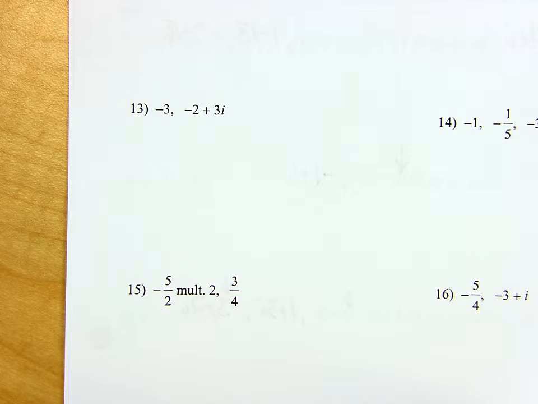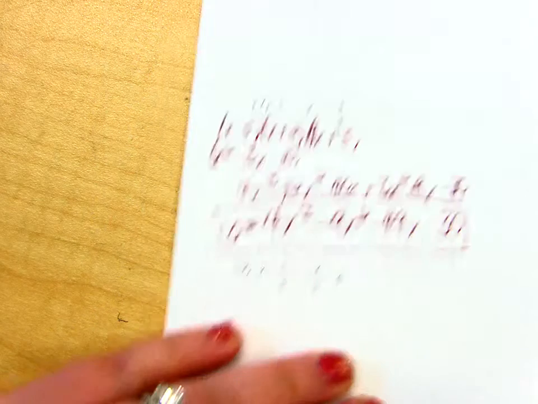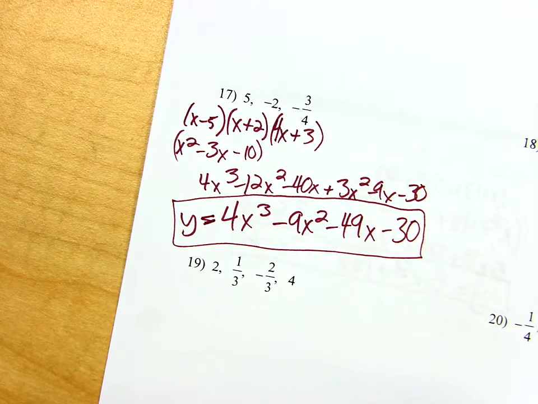Anybody think they have the right answer? Maddie, go ahead. 4x to the third minus 9x squared minus 49x minus 30. Looks good to me. All right, are we ready to step it up a notch?